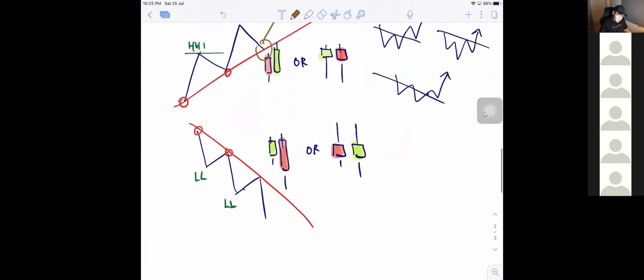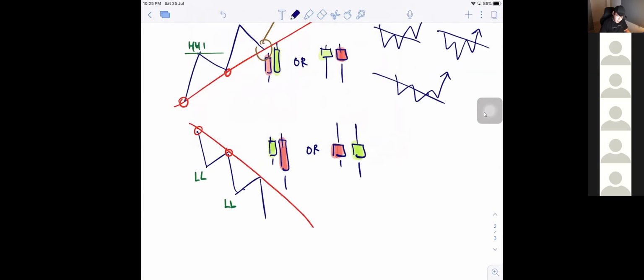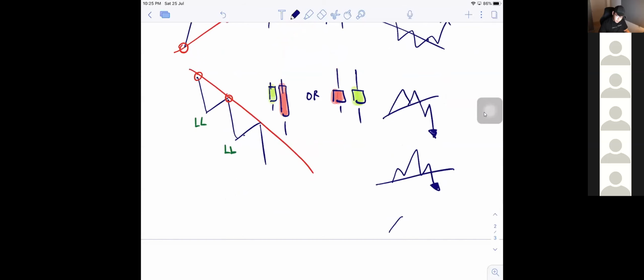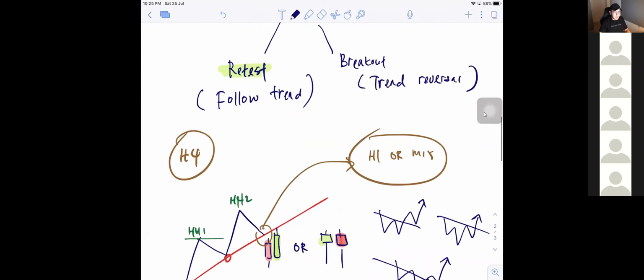So if you are looking on H1, we are looking at pattern like this: double top, head and shoulder, or even another trend line break. So I'm going to show this example in the chart later on. Okay, so this is about the retest entry.